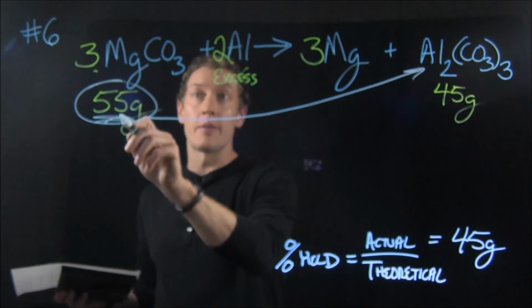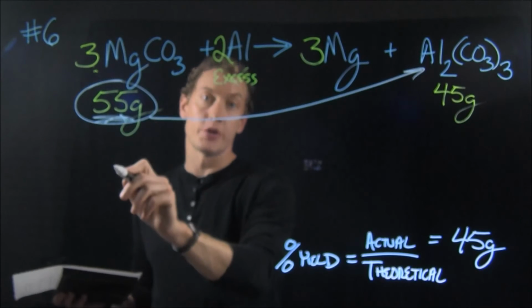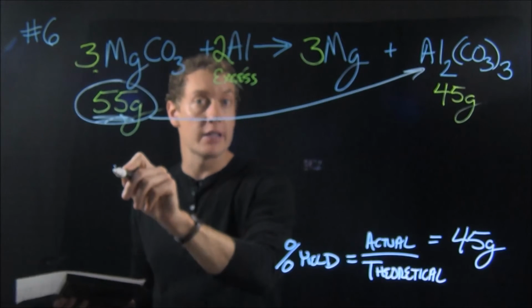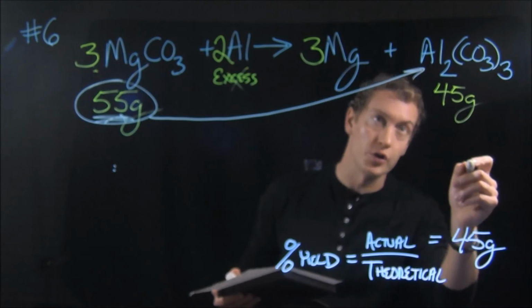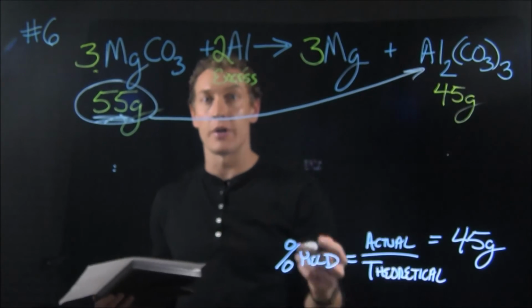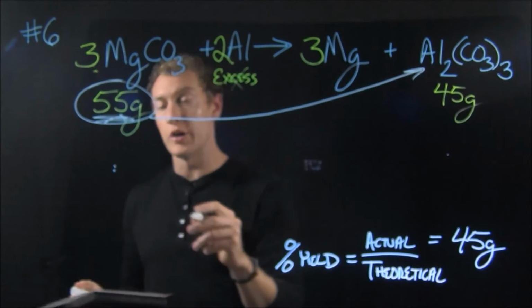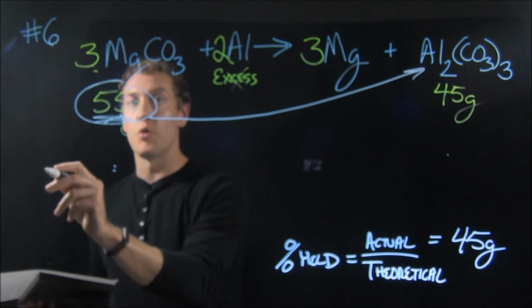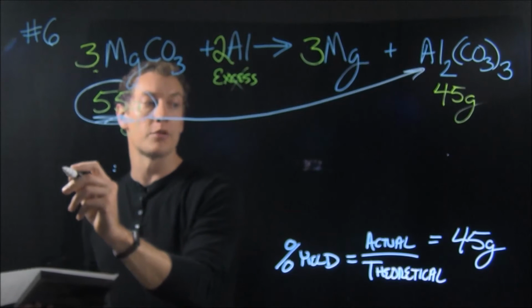We're going to convert grams of magnesium carbonate to moles of magnesium carbonate, moles of magnesium carbonate to moles of aluminum carbonate, and moles of aluminum carbonate to grams of aluminum carbonate. So a nice 3-step stoichiometry, at this point a typical stoichiometry problem.